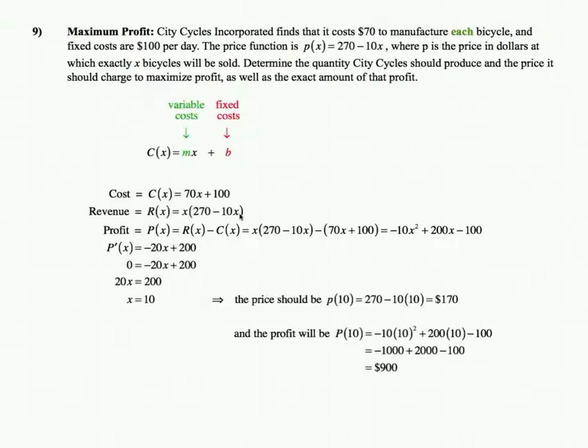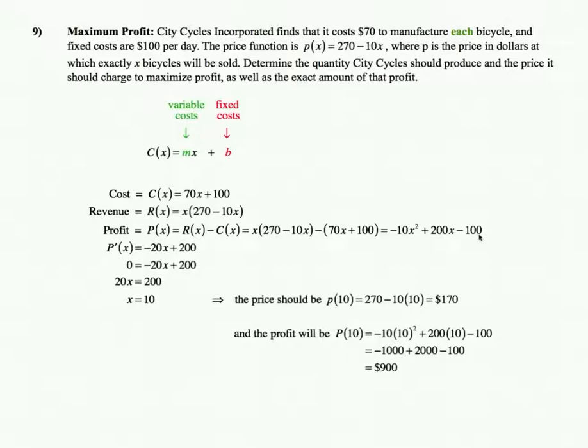Then, to determine profit, you subtract your cost from your revenue. That revenue is x times 270 minus 10x, or negative 10x squared plus 270x, if you multiply that out. And when you subtract cost, don't forget to distribute the negative to both terms, so negative 70x and negative 100. And 270 minus 70 is 200, so 270x minus 70x is 200x. So the profit function is negative 10x squared plus 200x minus 100.